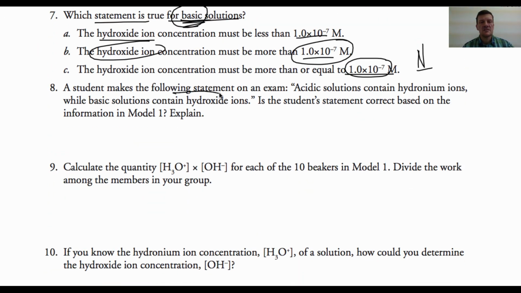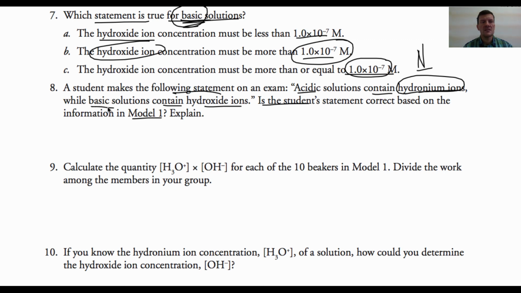So we have the following statement. Acidic solutions contain hydronium ions. That's true, while basic solutions contain hydroxide ions. Okay, that's true. Is the student's statement correct based on information in Model 1? It's true, but you have to realize that acidic solutions contain hydronium ions. That's true, but they also do contain hydroxide ions to a lesser degree.